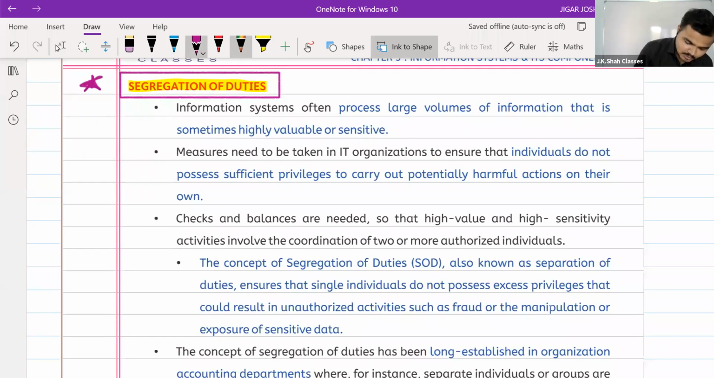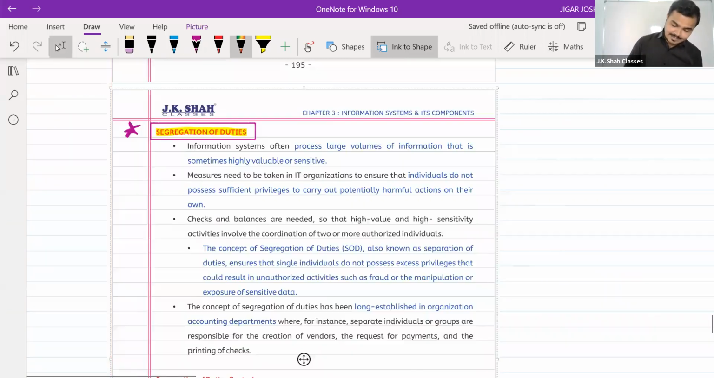I'm putting the star mark also, and you know that when I put the star mark, it means what? Sir, we need to do the writing practice also. Yes, my dear chartered. Correctly identified.